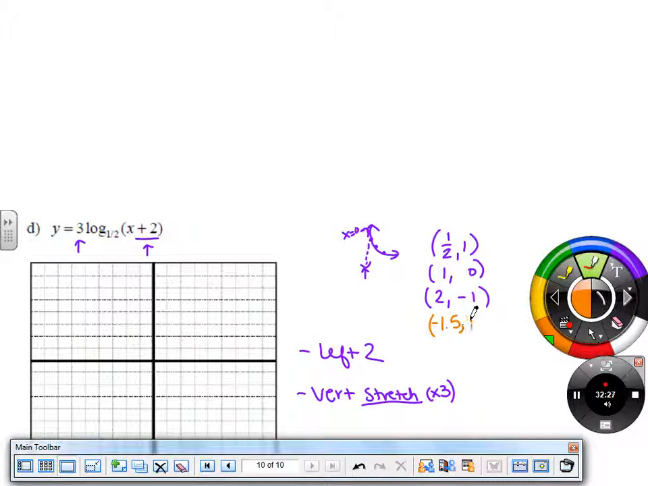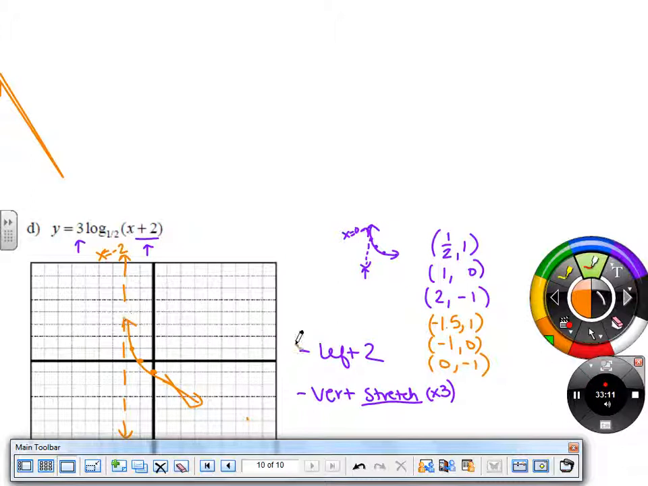So 1/2 shifted left 2 is like subtracting 2. So it's going to be negative 1.5, 1, negative 1, 0, and 0, negative 1. So that doesn't make sense with an asymptote still at 0, and that's because your asymptote has been shifted also. So if it's been shifted to the left 2, it's now going to be here at x equals negative 2 instead of at x equals 0.